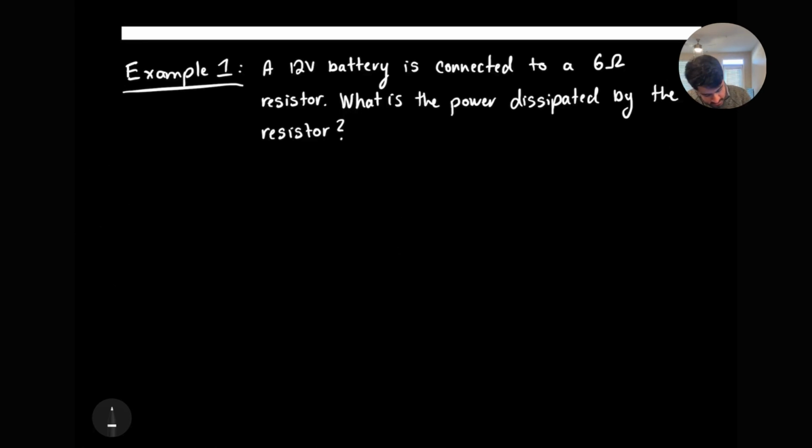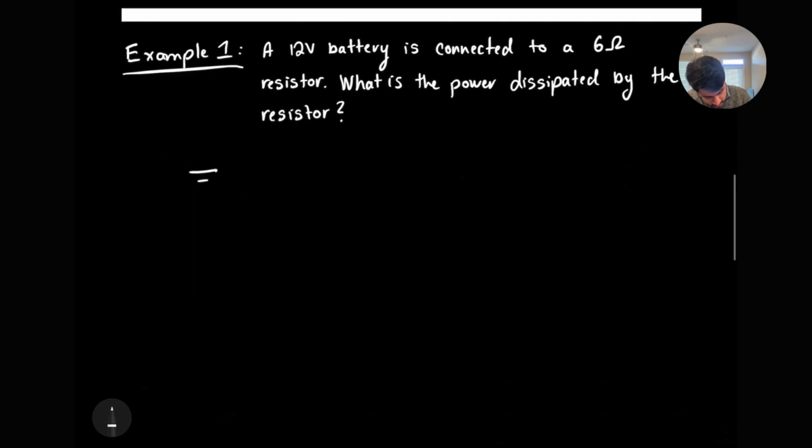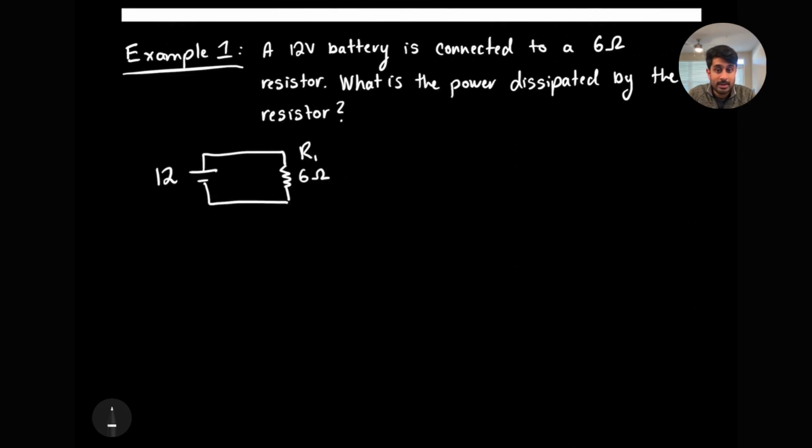So we have a 12-volt battery here, and we'll connect that to a 6 ohm resistance, and we'll call that resistance R1. We need to specifically calculate how much power is dissipated by this R1 resistor of 6 ohms.